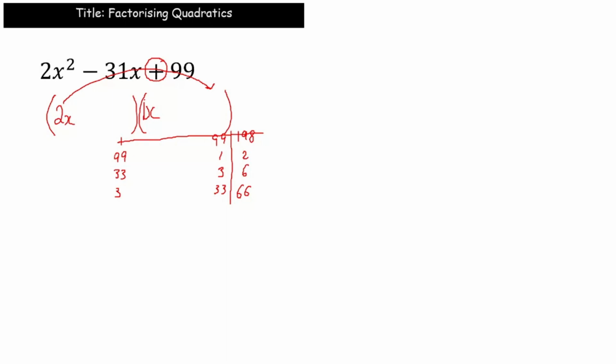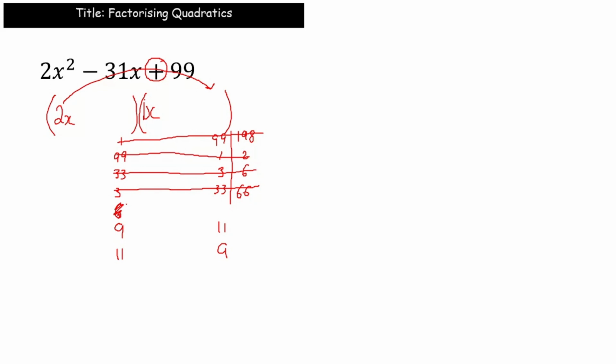99 plus 2 is not 31. 33 plus 6, and 3 plus 66, so it's none of those just yet. So you can keep going through them. It's not a factor, sorry about that. So you just sit here and you just guess through it. So you could do 9 and 11 and 11 and 9. And you can just sit here and guess through it.